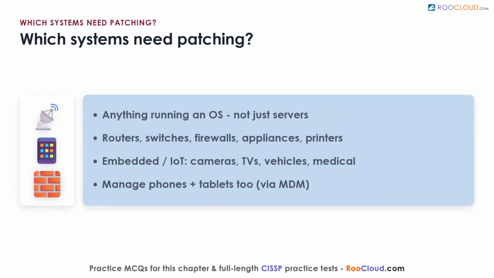Which systems actually need patching? Far more than just your servers and workstations. Anything running an operating system qualifies, and that list is long. Routers, switches, firewalls, security appliances, even printers, all run software that can carry flaws. Then there are embedded systems, the small computers baked into cameras, smart televisions, appliances, vehicles, and medical devices, often grouped under the Internet of Things.